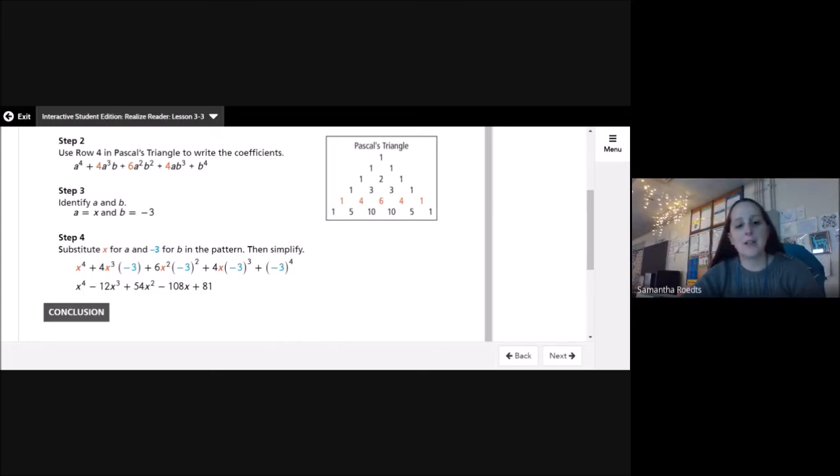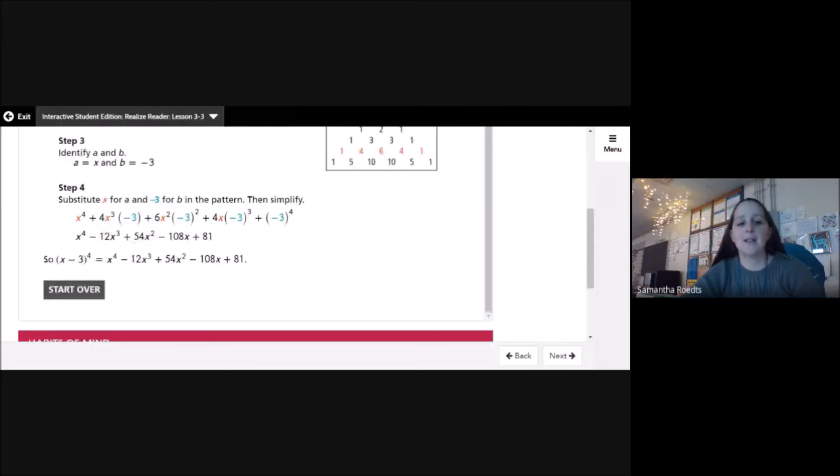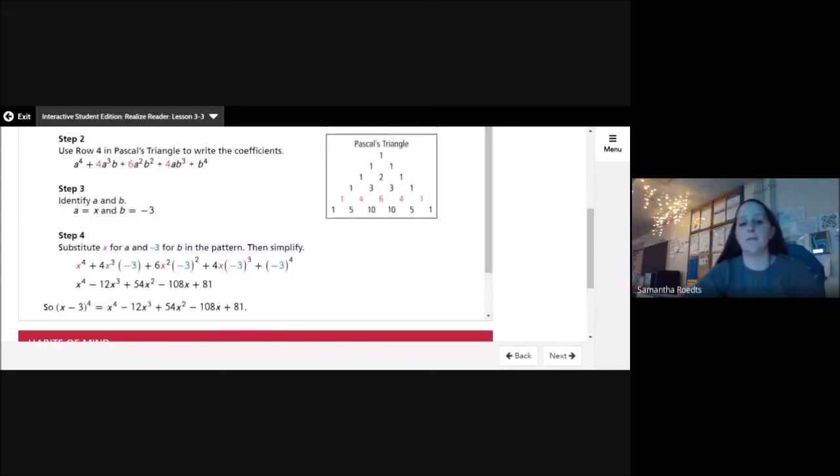So I get x to the 4th minus 12x cubed plus 54x squared minus 108x plus 81. So x minus 3 to the 4th equals x to the 4th minus 12x cubed plus 54x squared minus 108x plus 81.